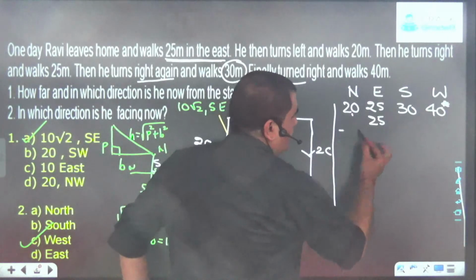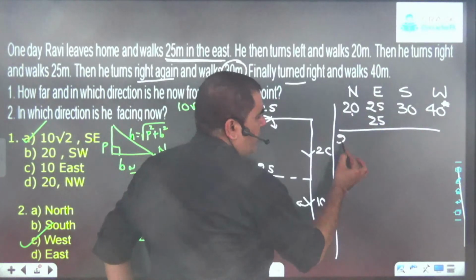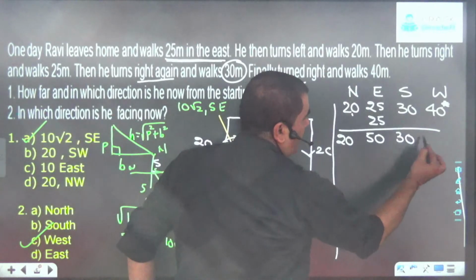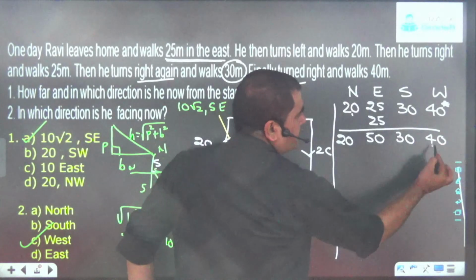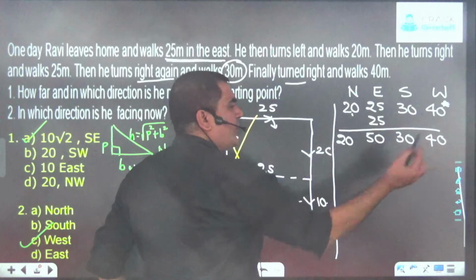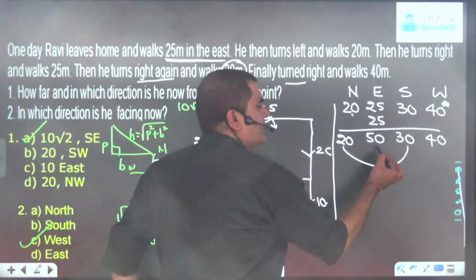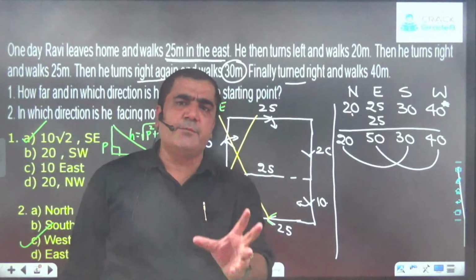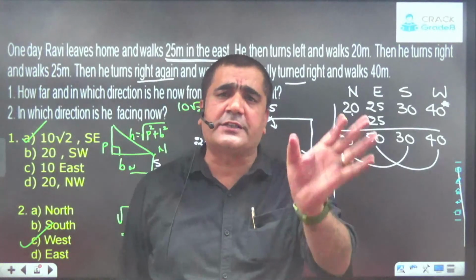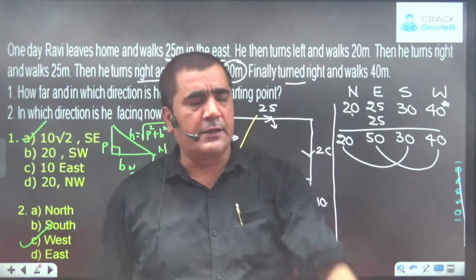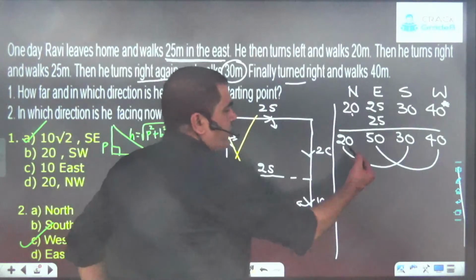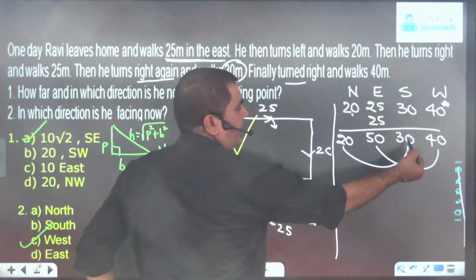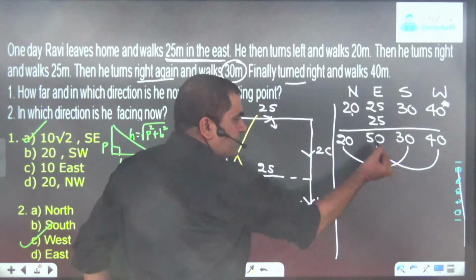Now thereafter what is supposed to be done? Simply add the numbers. This will be 20. This will be 50. This will be 30. And this will be 40. Clear? Then always you have to take north and south, east and west. Always take a combination of north and south, east and west. Now from north and south, subtract the lower number from the higher number. Take the difference of these two.